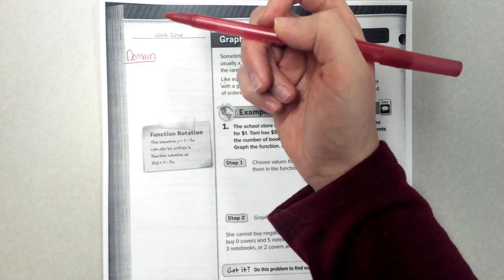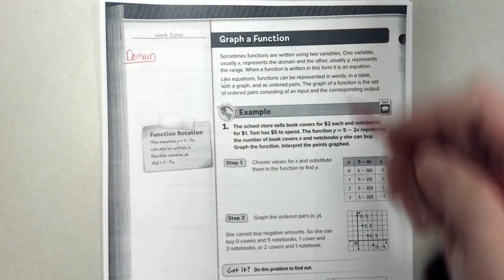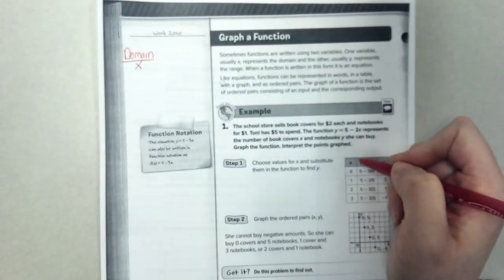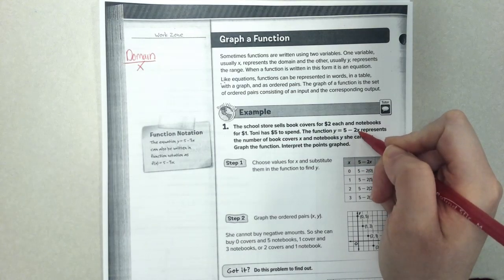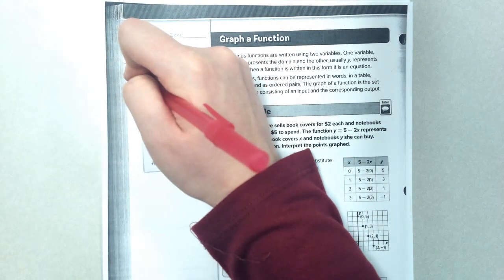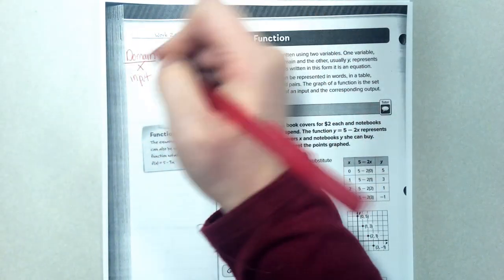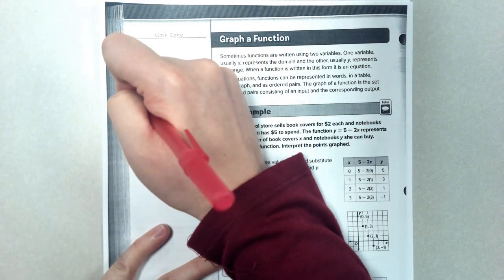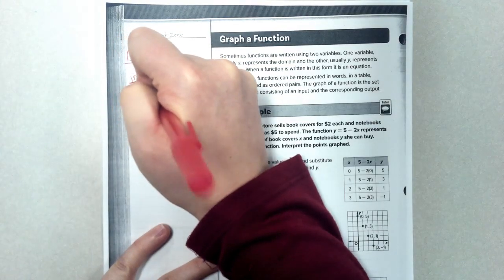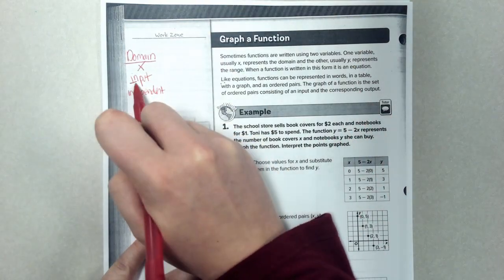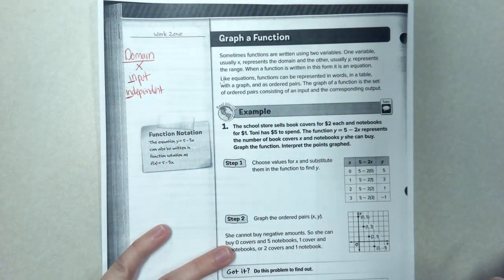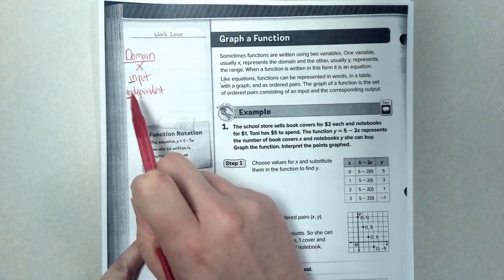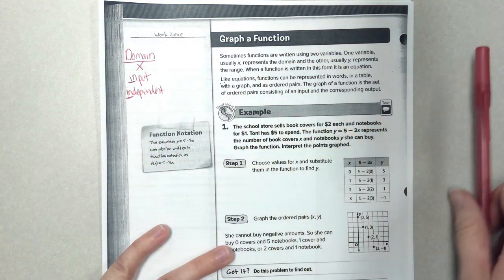Hopefully you came up with a few ideas. Remember, our domain is always our x values. Since it's our x values, it means that's what we are plugging into the equation. So that is going to be our input. And since it's our input, that means it's the independent variable. Okay, our input is our independent variable. That means that this could be anything as we're plugging it in. It does not depend on what the other value is.